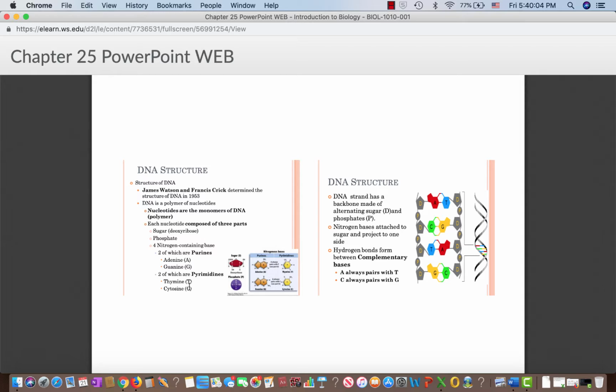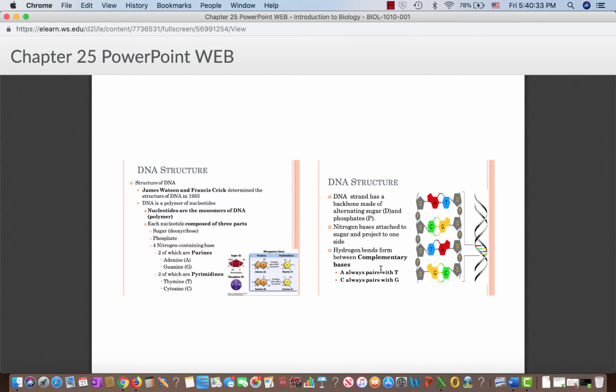So the way I keep this straight is that pyramids cut, because C for cytosine, U for uracil, T for thymine, and it's your pyrimidines, which kind of sounds like pyramid. Or you can think of it, Ag is the atomic symbol for gold, so pure gold, purines. Either way you keep it straight, it's fine as long as you keep that straight in your head.